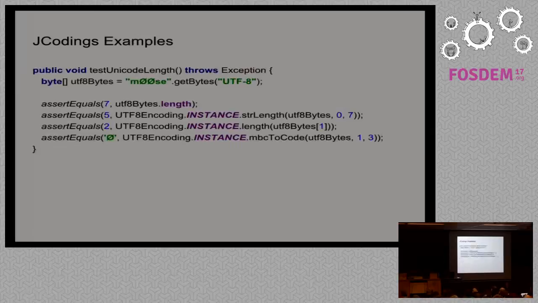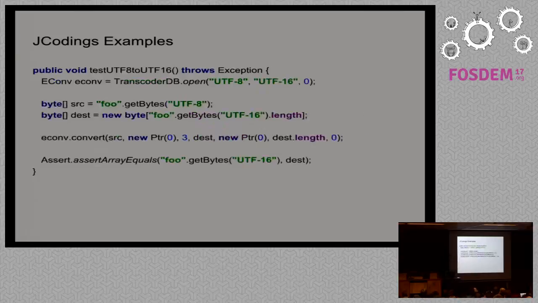So here's a quick, simple example of just some of the metadata APIs. We've got our UTF-8 bytes here, 7 bytes long for a 5-character string. We can see what the actual character count of it is by going to the UTF-8 encoding and asking it to count it up. We can see how wide an individual character is at a particular offset, so we know how many more bytes to read. And then we can go back and forth between bytes and code points. So simple stuff, but all the things you would need to go back and forth with bytes and characters.